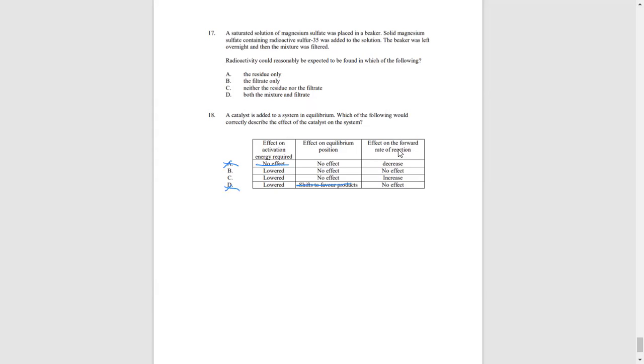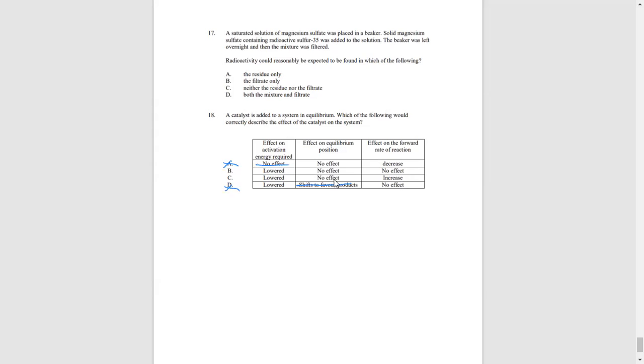An effect on the forward rate of reaction. Right. So you've lowered the activation energy. So that means you've lowered the amount of energy required to get the reaction going, which means, by definition, what a catalyst does is increase the reaction rate. So a catalyst lowers the activation energy, which increases the reaction rate.